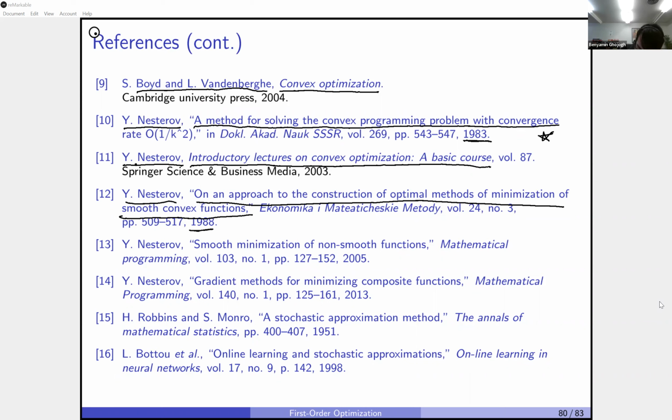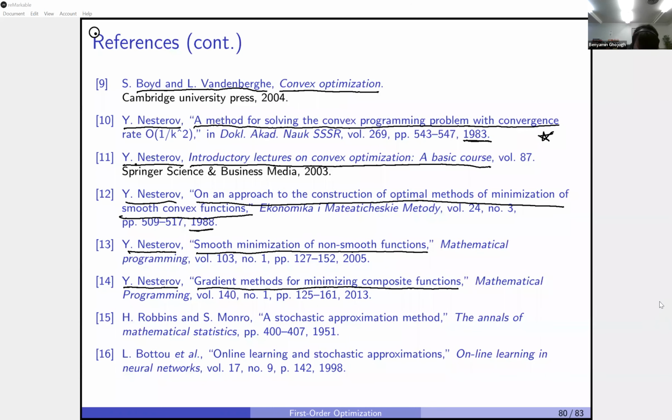Yuri Nesterov also has a paper on smooth minimization of non-smooth functions. You can see what this reference was for in the slide deck. Also, as you see, many of the first order methods are proposed by Nesterov. Gradient methods for minimizing composite functions. Composite functions we just discussed in this session.